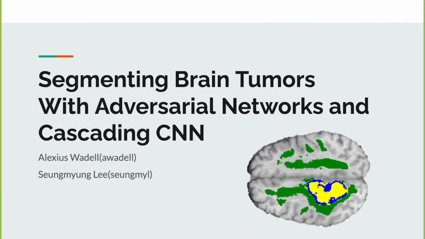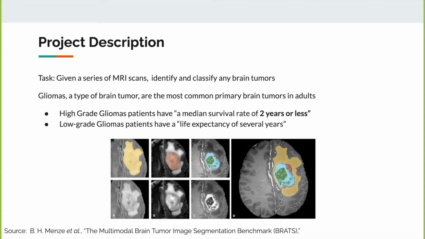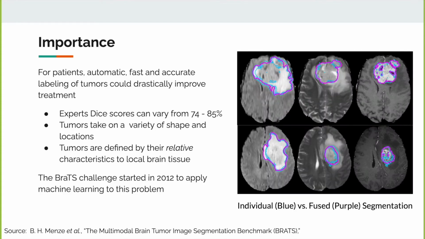Beatrice and I will be talking about our project on segmenting brain tumors with neural networks. Our task is to take a series of magnetic resonance images, or MRIs, and identify and classify any brain tumors. Specifically, we are classifying gliomas, the most common form of brain tumor in adult patients. Gliomas come in a high and low-grade form, with a life expectancy ranging from 2 to several years. Understandably, this could dramatically influence patient treatment if we could produce fast and accurate labelings of tumors in an automated fashion.